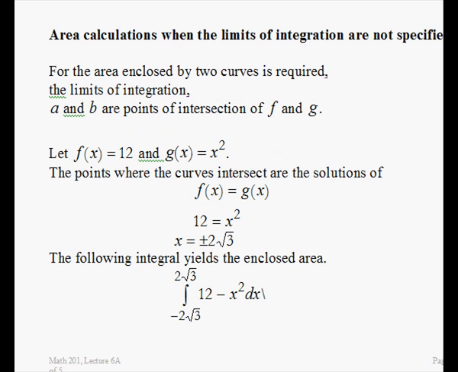The other types of problems that you see for the area between curves is when it's stated the area enclosed by these two curves, and then no limits are specified. So for the area enclosed by two curves, what you have to do then is find your limits of integration, and those limits of integration are the points of intersection of f and g. So I'll demonstrate that here with an example where f is 12 and g is x squared. I'm going to show you that on a picture on the next graph.